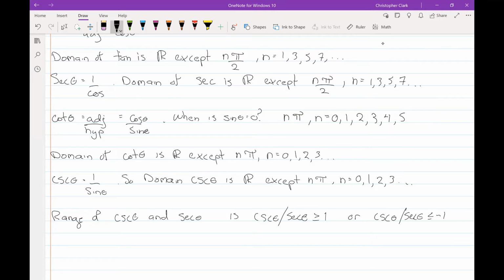Same with secant. Secant can't be 0.5 or -0.5 because cosine is only between 0 and 1 or 0 and -1. In which case you get the same thing. 1 divided by a number less than 1 is greater than 1. And it just maxes out. When cosine maxes at 1, you just have 1 over 1. Or when cosine mins at -1, you have 1 divided by -1 is -1.